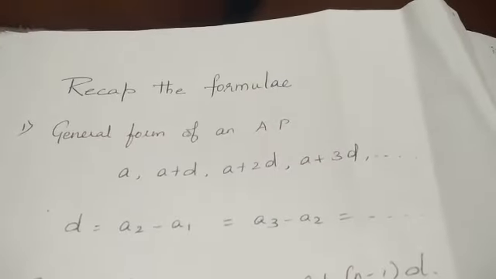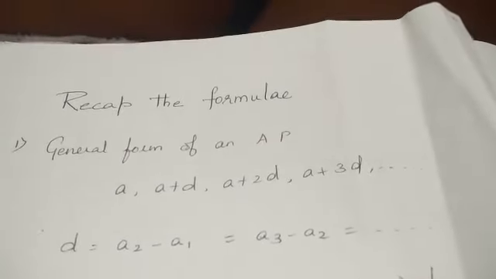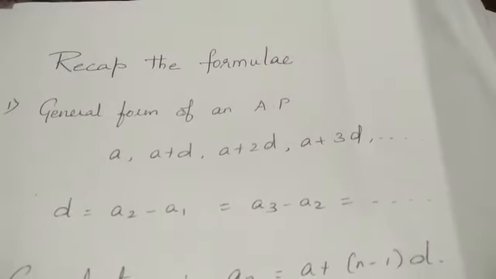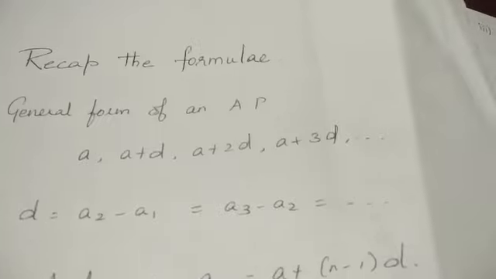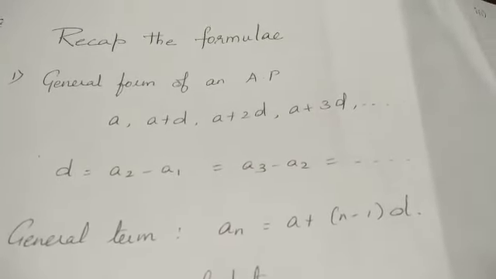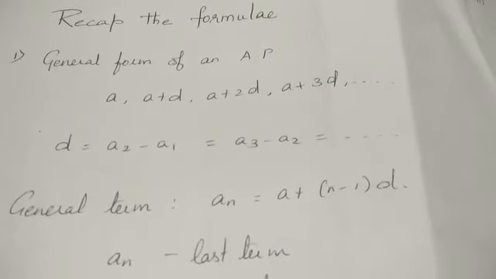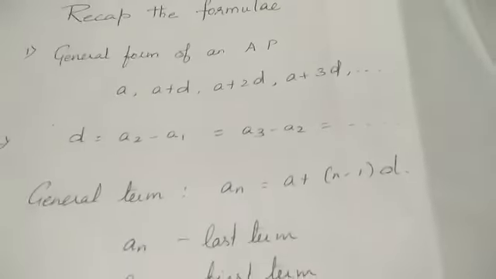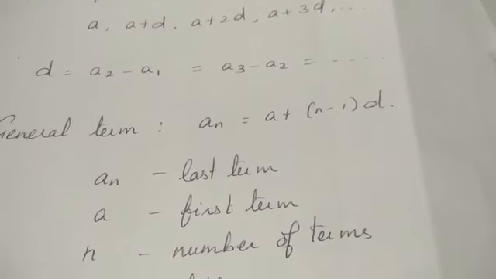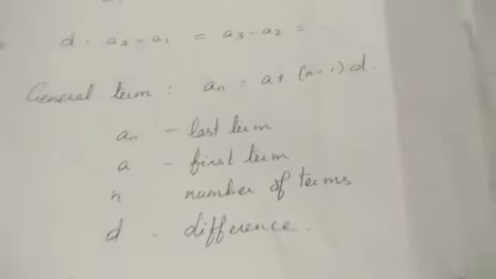Good morning, students. Before exercise 5.3, we have to recap the formulas. First, the general form of an AP: a, a plus d, a plus 2d, a plus 3d. Then you have to find the common difference, d equal to a2 minus a1, a3 minus a2. General term formula: an equal to a plus (n minus 1) into d, where an is the last term, a is the first term, n is the number of terms, and d is the common difference.